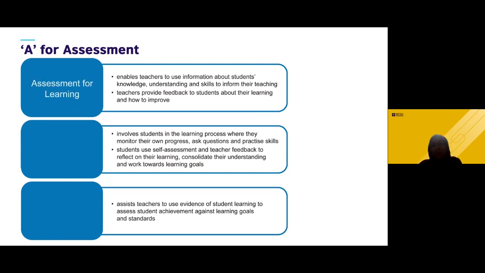This one is the easiest to get, assessment for learning, because it enables teachers to use information about the students' knowledge to inform their teaching. So I collect information about my learners' knowledge and skills and strengths and weaknesses to inform my own planning and my own teaching methods. And the feedback I give based on the information I collected through the AFL is mainly to tell the students how to improve.